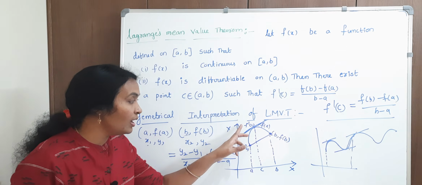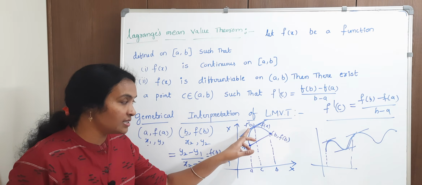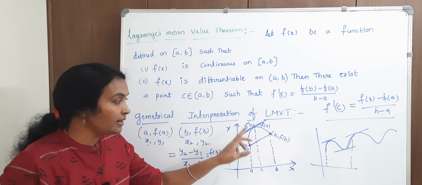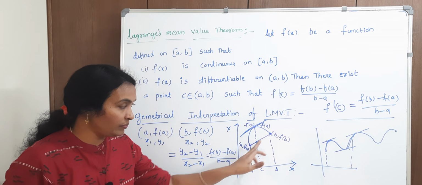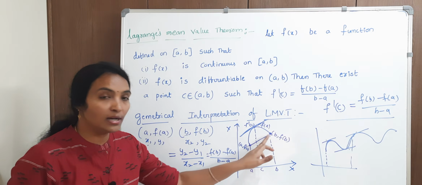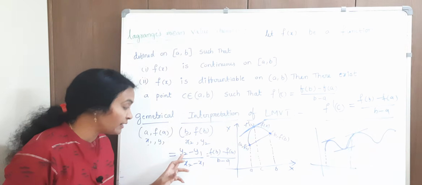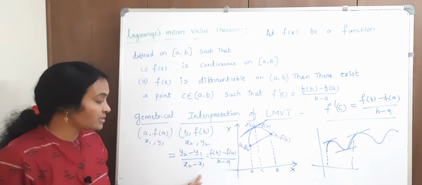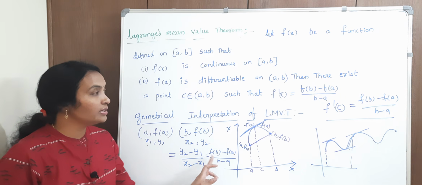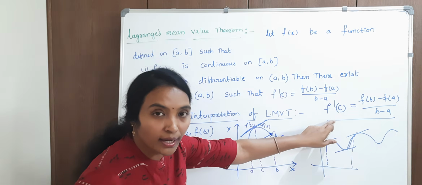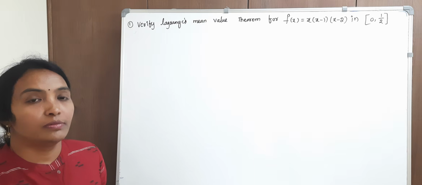I have proved that if f dash c exists, this is the tangent slope, and these two points, we take the line segment from these two points. Line joining of 2 points, from our principle, is y2 minus y1 by x2 minus x1. Put the values here, then you will get our result. Okay, now we'll solve the problems.